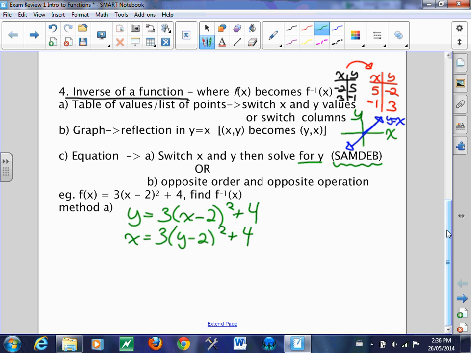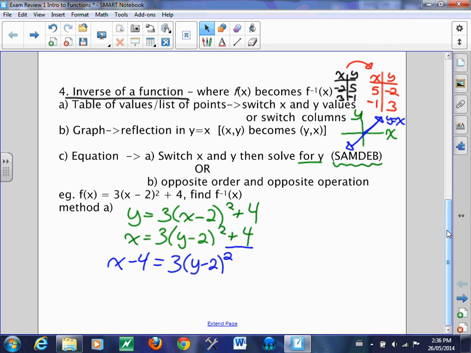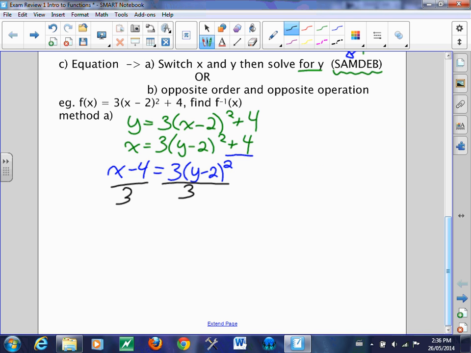So the first thing we're going to do is get rid of the plus 4, bring it over. So it's going to be x minus 4 equals 3 times (y minus 2) squared. It's kind of like stripping things away. How do you get closer to the center? Next, I realize that this thing is all multiplied by 3, so I'm going to do the opposite and divide by 3. Okay? And so I've got that canceled out, and then I have to do what?